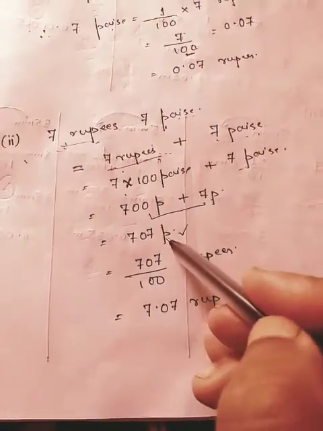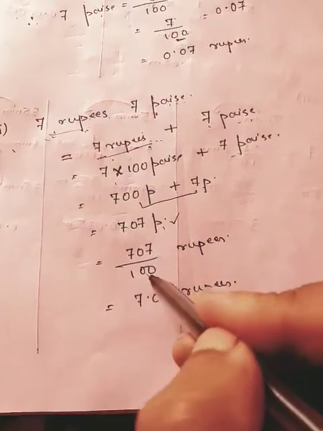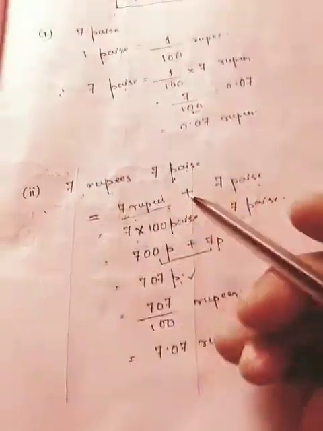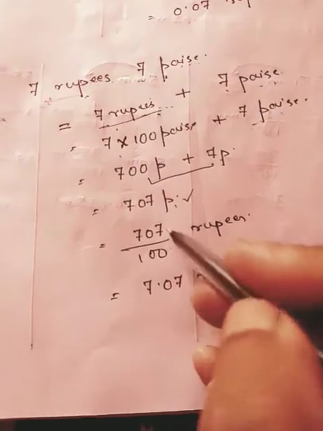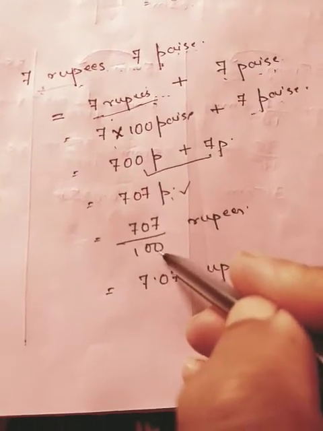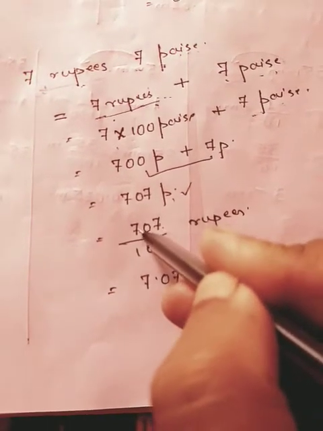Now you have to convert this 707 paisa to rupee form. It's very easy. For that you have to divide it by 100. Okay, just now we have learned, and again I've said that you have to use a decimal. So how many zeros are there, students? 2. So start from here, 1, 2, and then you have to put a point.